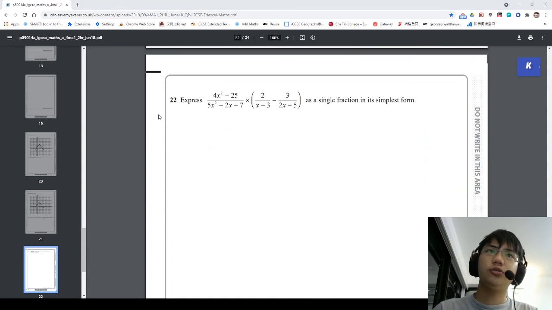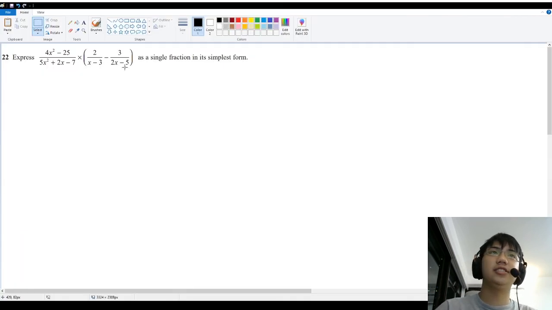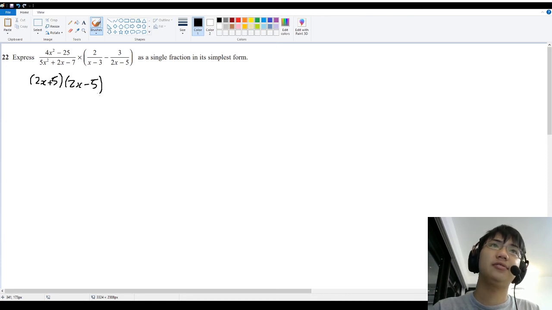So for question 22, we need to express this massive equation as a single fraction in its simplest form. This question will require a lot of factorization and simplification. So this left-hand side, we can factorize this fraction here. The top, 4x squared minus 25, is the difference of two squares. So you have 2x plus 5 multiplied by 2x minus 5.